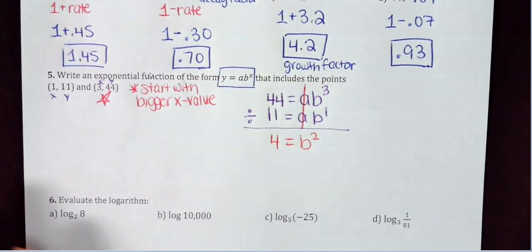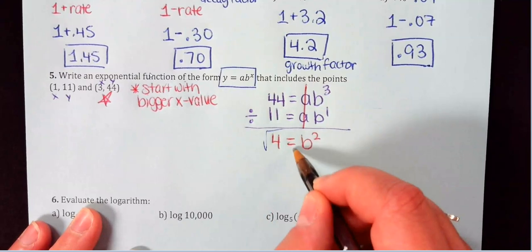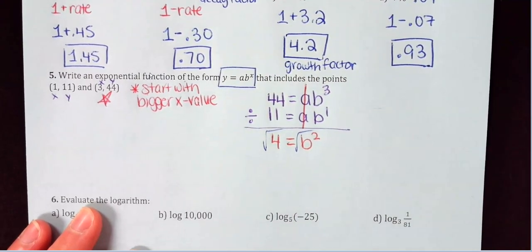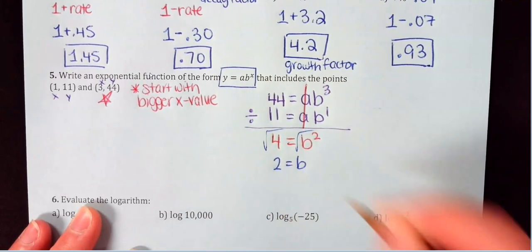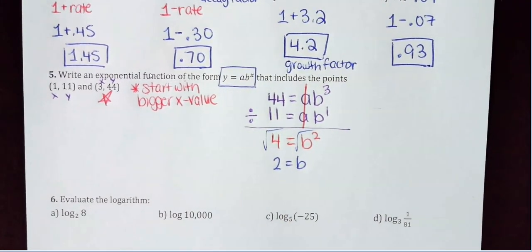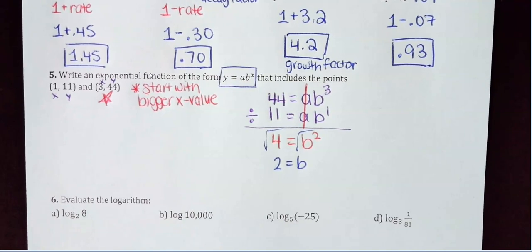Now, when you do this, you can take a square root. And normally when we take a square root, we put a plus and minus. But if you are working with an exponential model, it's not defined for a b value to be negative. So you do not put a plus and minus in front of this. We're just going to use positive 2. Once you have that value, you're good to go.